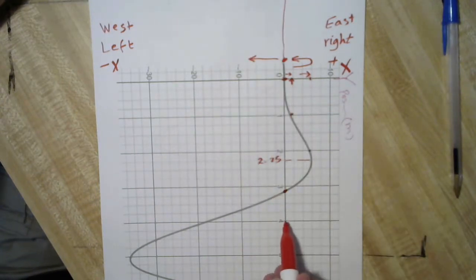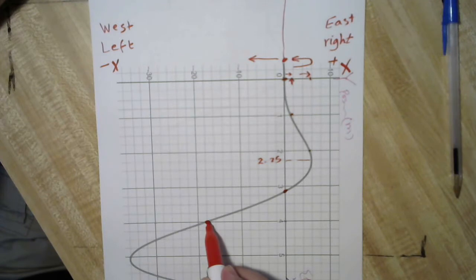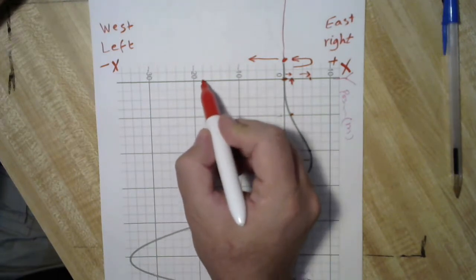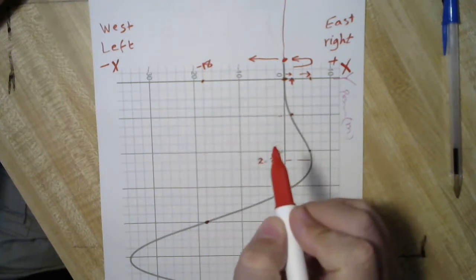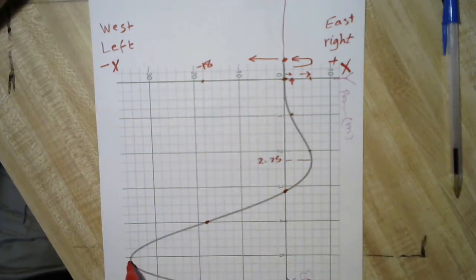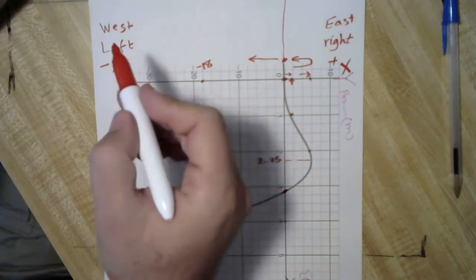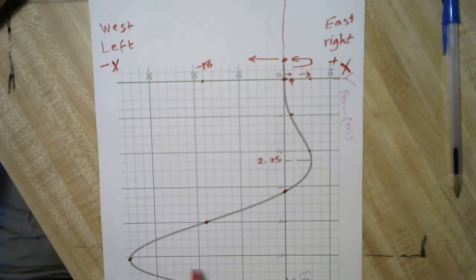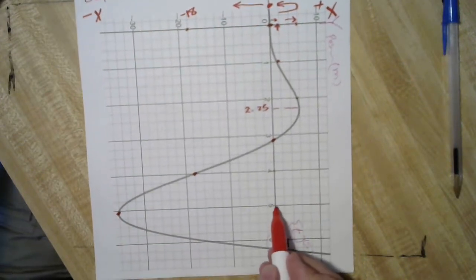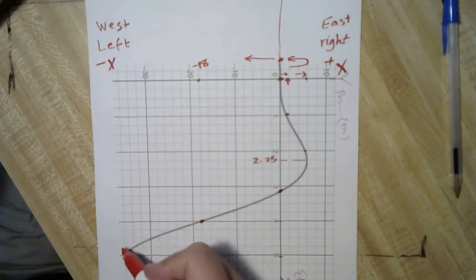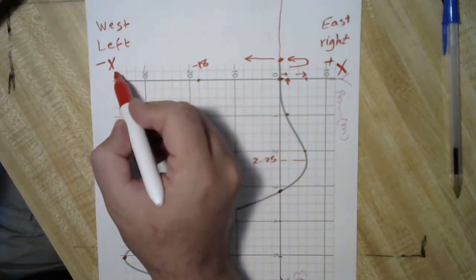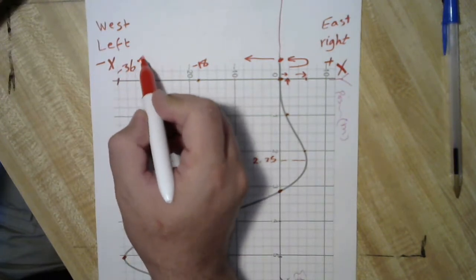At t equals 4 seconds, the body is at minus 18 meters, and so on. Also, the body's returning point in the left direction, or west, or negative x direction, is at t equals 5 and something more than 5. The returning point is about minus 36 meters, and so on.